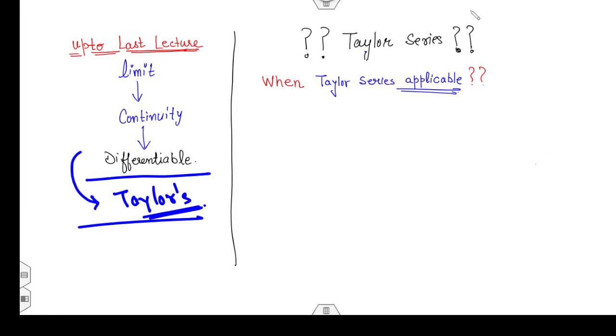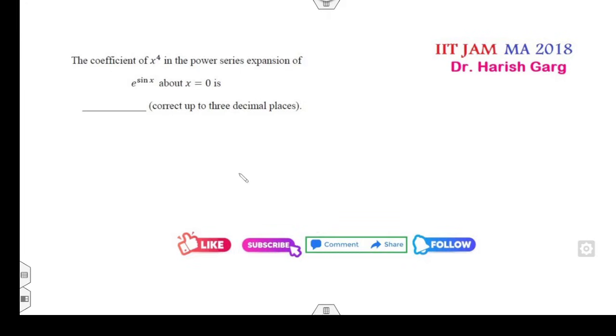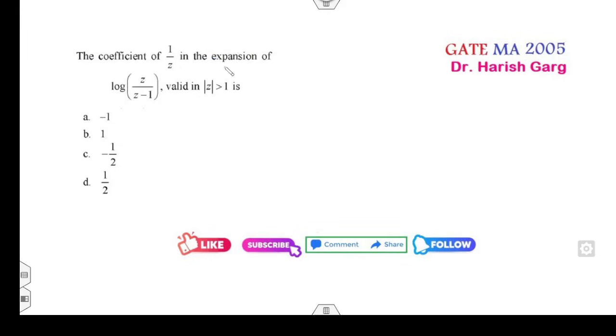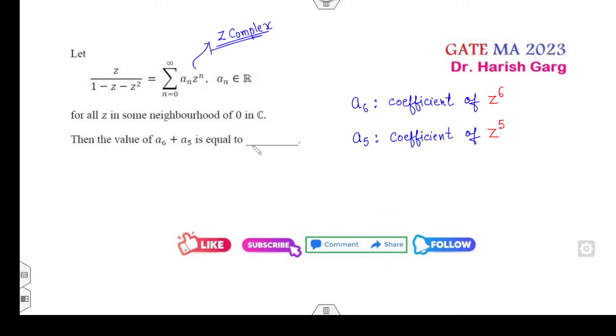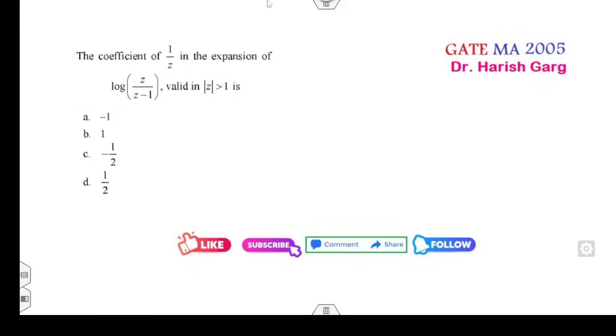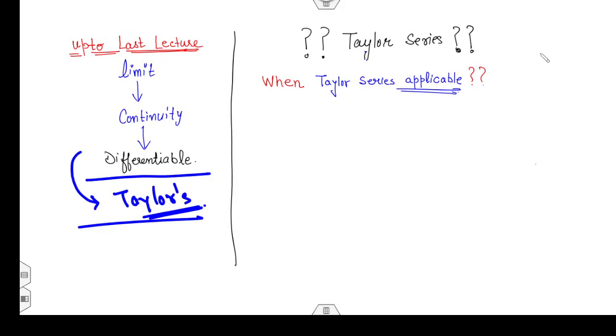Now, the first question that always arises in the student's mind is, how do you know that the Taylor series will be applicable to a particular problem? For example, if you read this statement, is it given that you can apply the Taylor series? Is it mentioned in the IIT JAM 2018 paper that you can apply the Taylor series? Similarly, for GATE 2005, is it mentioned? Similarly, for recent years, is it mentioned in the statement that you can apply the Taylor series? No. Then the question arises, how do you know in the examinations that the Taylor series will be applicable?